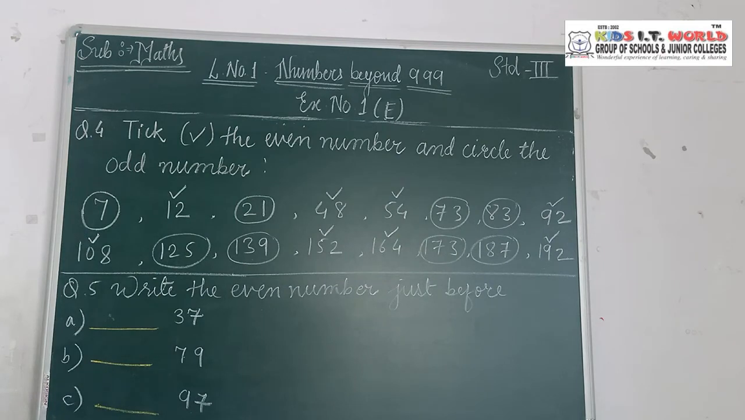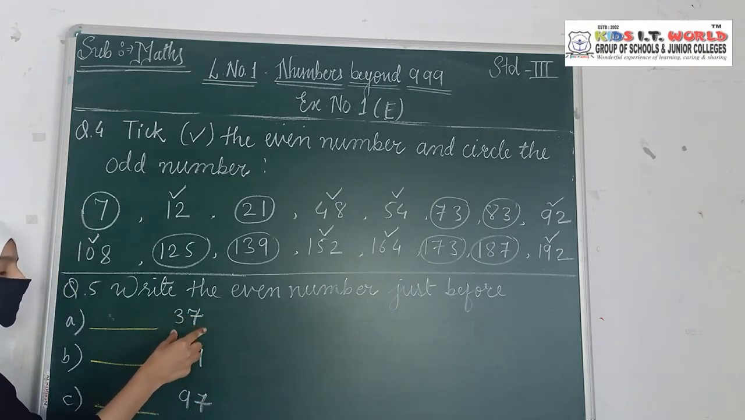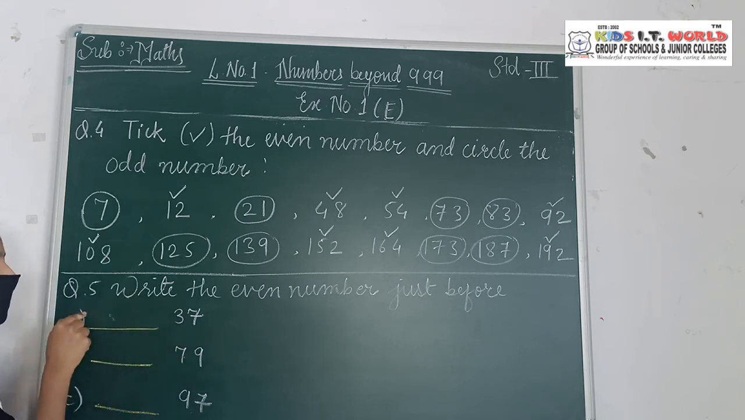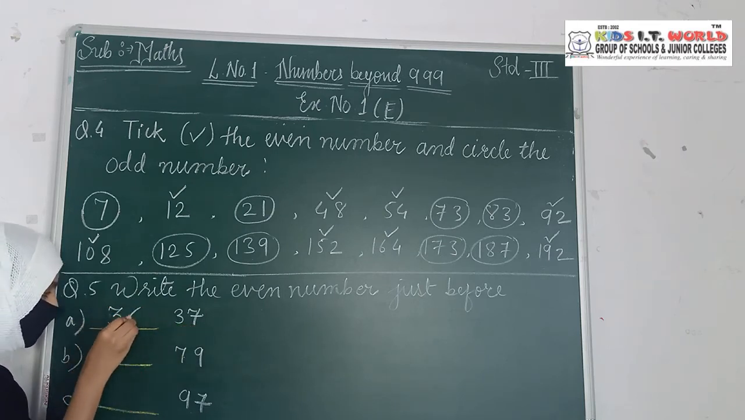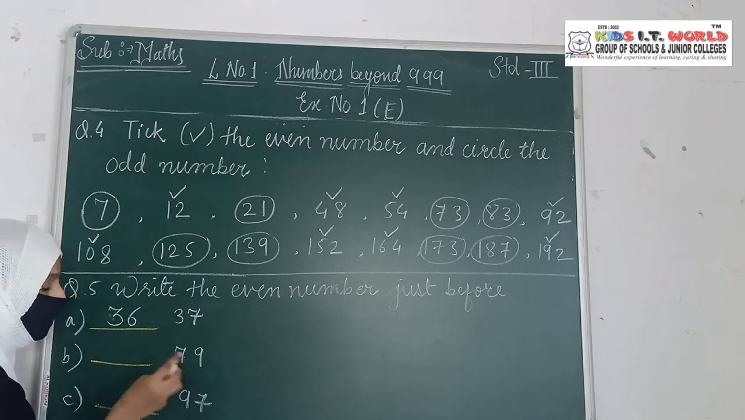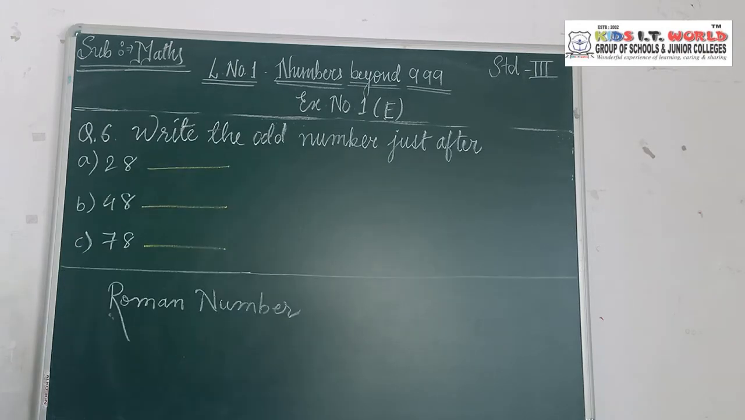Now next, question number 5. Write the even number just before. Here the odd sequence is given to you. You have to write the even number which is coming before this number. मतलब इस नंबर के पहले कौन सा even number आता है वो आपको लिखना है. So before 37 which number will come? It's 36. Before 79 it will be 78. Before 97 it is 96. Understood? In this way you have to write the even number just coming before the given number.